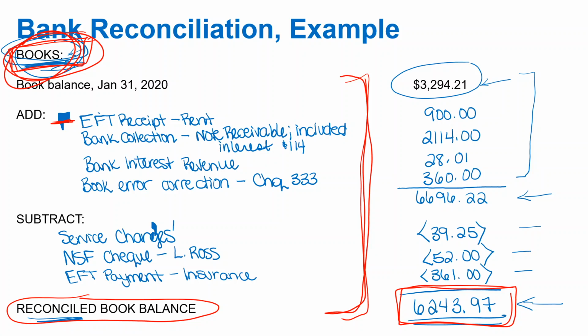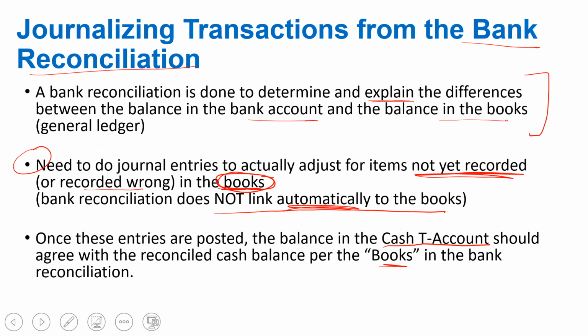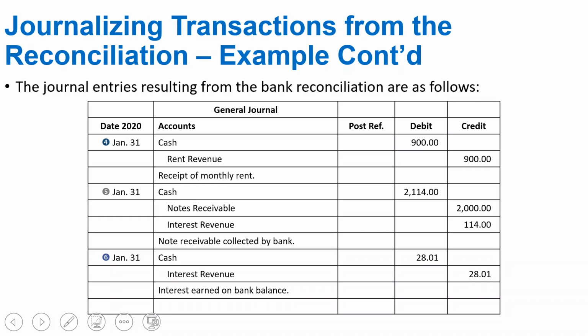So the first item we're going to have a journal entry for is the EFT receipt for rent. So we got paid rent revenue. It got collected by the bank, or was an EFT receipt, I should say. So it went into our bank account, but nothing's been recorded. So to book that, we need to debit cash because that amount went into our bank account, and we're crediting rent revenue. We earned this, they paid us for it, and therefore we need to recognize the revenue. So that would be the journal entry for that first item, which was number 4.